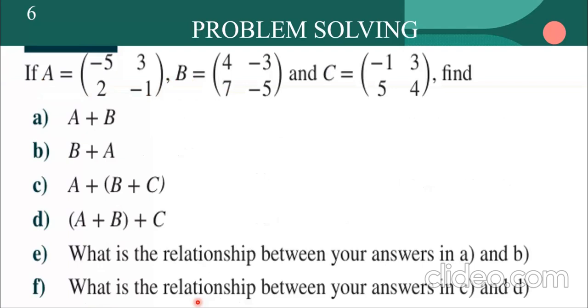So let's take some examples. Let's have matrices A, B, and C. We have to find A plus B, B plus A, and A plus (B plus C). Likewise, (A plus B) plus C. After that, we look at the relationship between the first two results, and then also the relationship between the results of C and D.